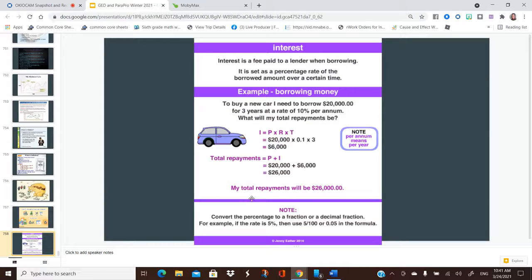And this is just another example. So let's say you were buying a new car and it cost $20,000 for 3 years at a rate of $10,000 per year. What will my total repayments be? So you can do principal, the $20,000, times the interest rate times the amount of years that you are paying the loan back, and they get $6,000. So you're going to pay back the $20,000 that you borrowed plus the $6,000 in interest. So you pay back a total of $26,000.